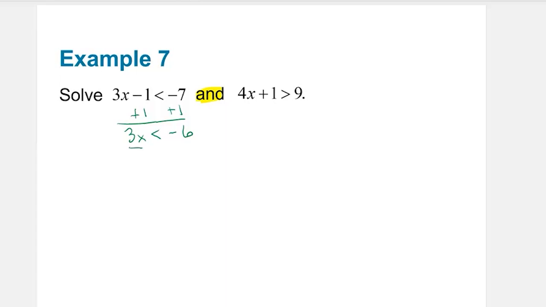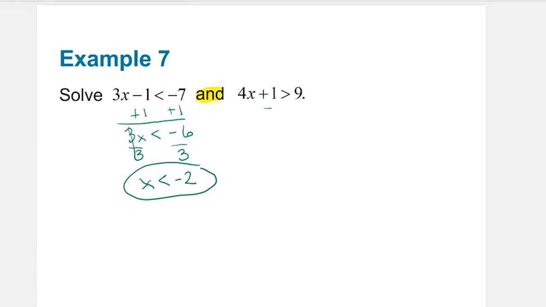And then I divide both sides by 3. Again, I'm dividing by a positive number. Even though it's going to be negative on the right, it doesn't matter. I'm dividing by a positive number. So this is going to be x. The sign does not flip. So this is x is less than -2.